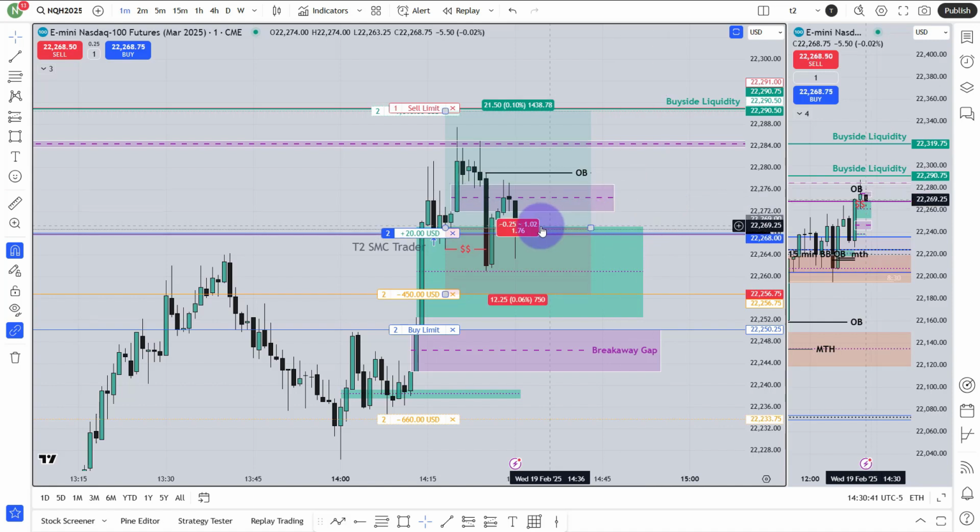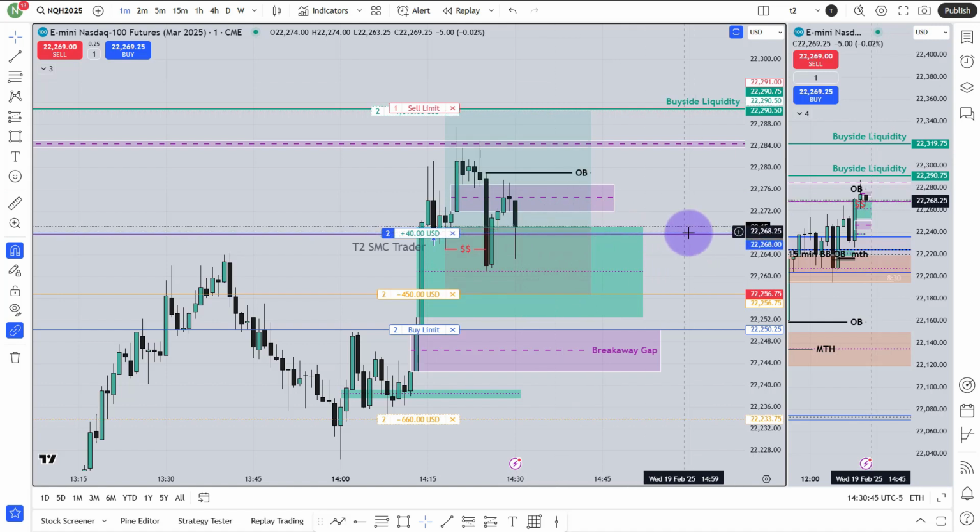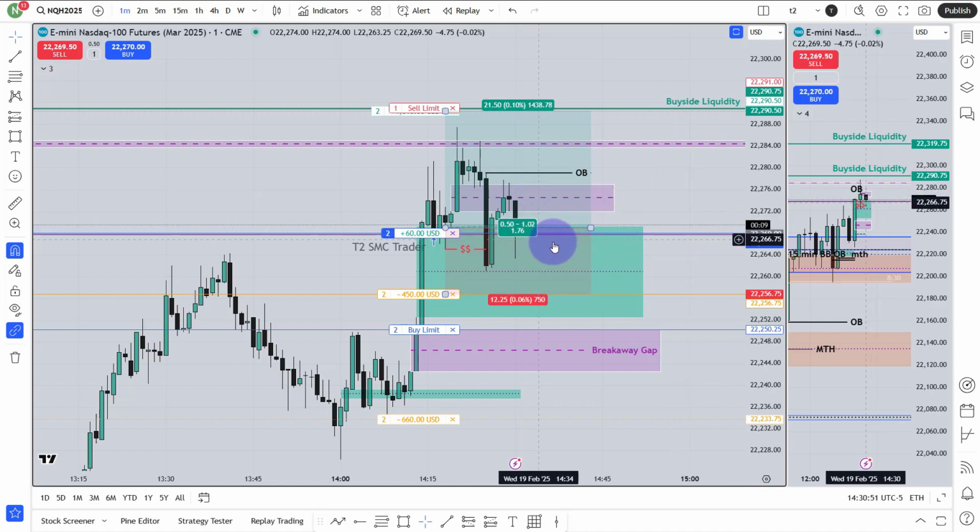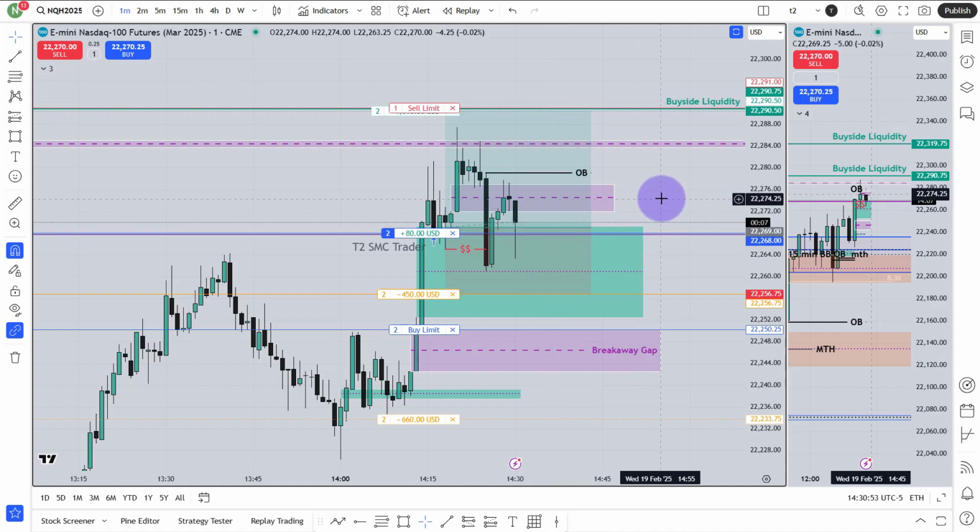So if the body doesn't close below this line, I will be very happy to see that. Here, there is the midnight open. If the body doesn't close below this line, I'll be very happy that market is not closing. Market is supporting the midnight open.